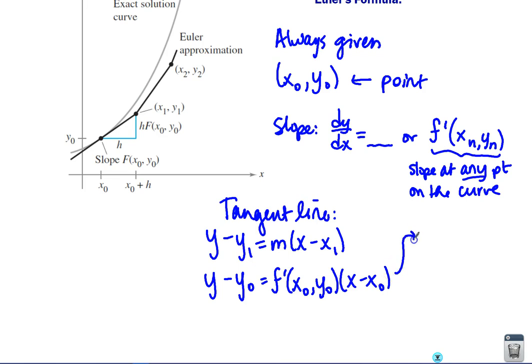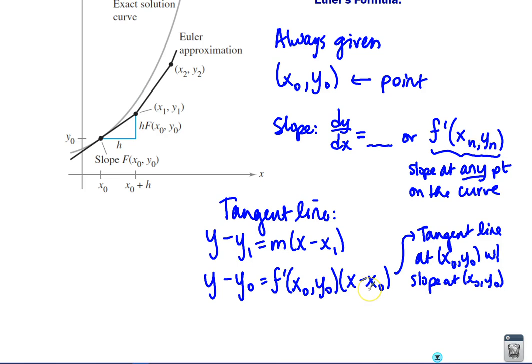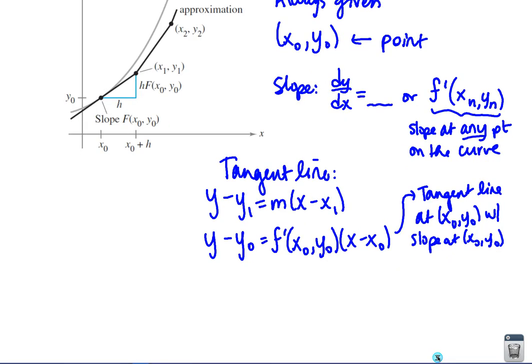So if it helps here, this is the tangent line at x naught, y naught with slope at x naught, y naught. When I use the n here, that's for any point, but specifically right now I want the slope just at the point x naught, y naught. Now I'm going to use this to make my prediction for y1.